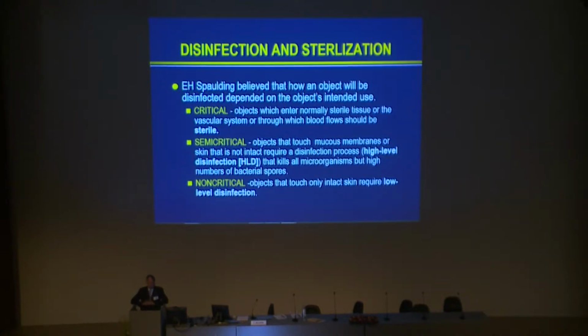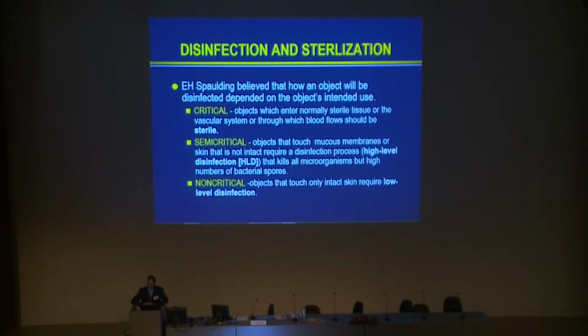So how should we disinfect or sterilize devices? Well, this was described very well many years ago by E.H. Spalding, who believed that how an object will be disinfected depended on the object's intended use. This scheme has been modernized since then, but we still follow it. He described critical objects. Those are objects which enter normal sterile tissues or the vascular system, or through which blood flows, and they should be sterile, and this would include surgical instruments.